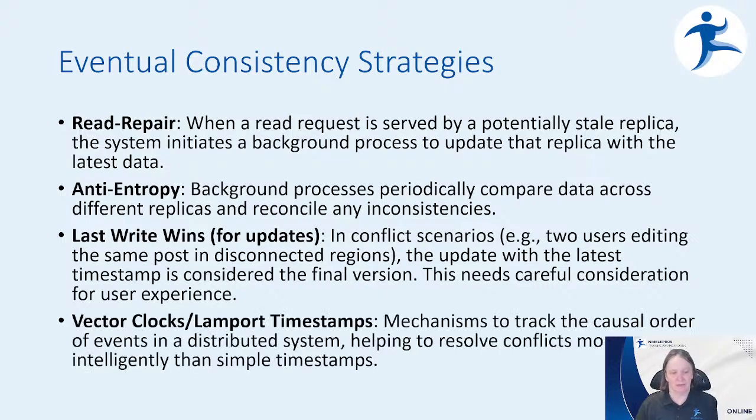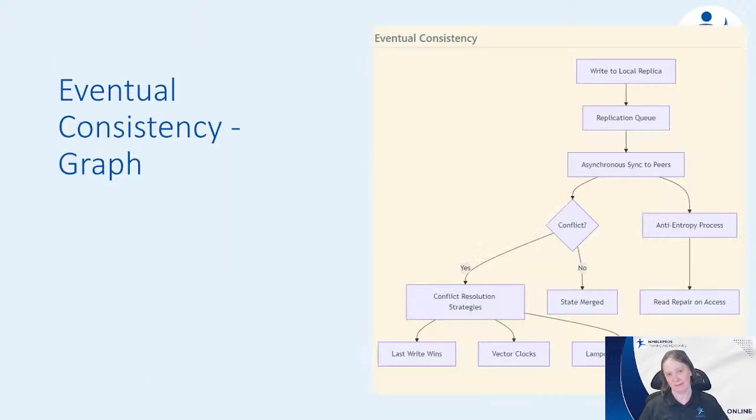And then the last one are vector clocks and Lamport timestamps. This is used for doing the order of events in a distributed system more than just simple timestamps. And this is what the flow looks like that I was talking about.